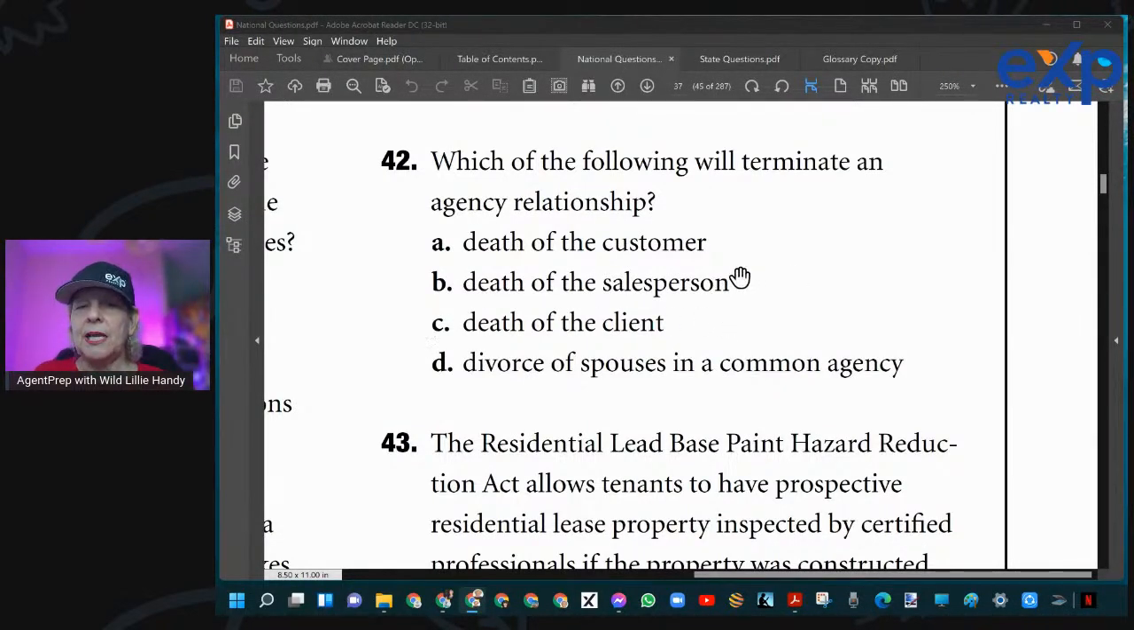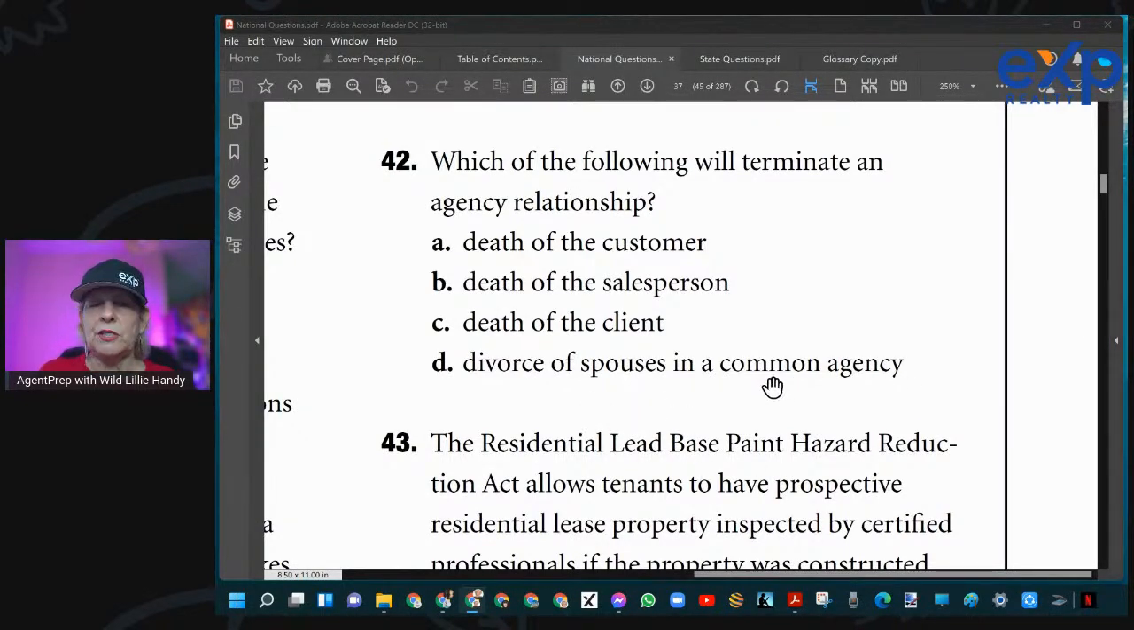Death of the salesperson? No. If a salesperson dies, the listing or the contract is with the broker, right? So it stays there. It continues. They'll assign it to another realtor, and that realtor will close the transaction or the broker themselves. Okay? So it is the death of a client, not the divorce of spouses in common agency.